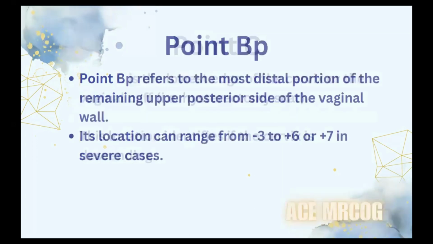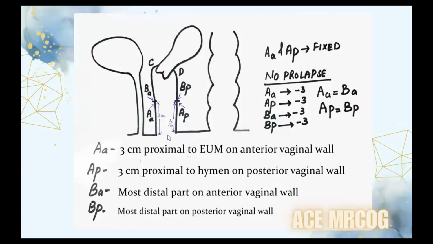Let me show you once again so that everyone is clear about the positions. So let's say this is the hymen. So 3 centimeter proximal to it, we call the point AA. This is the lower portion of the anterior vaginal wall, and this is the upper portion of the anterior vaginal wall. So when we talk about point AA, it means that if this is the hymen, 3 centimeter behind the hymen or 3 centimeter proximal to the hymen, we have a point that we call AA. And when we talk about the upper portion of the anterior vaginal wall, the most distal portion of the upper vaginal wall is called BA. Similarly goes with BP and AP, but in terms of posterior vaginal wall.